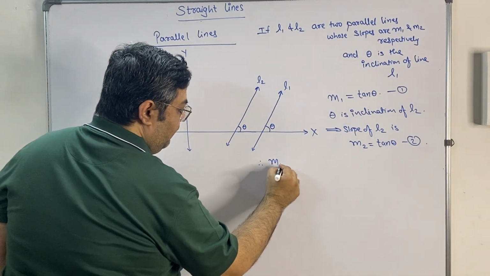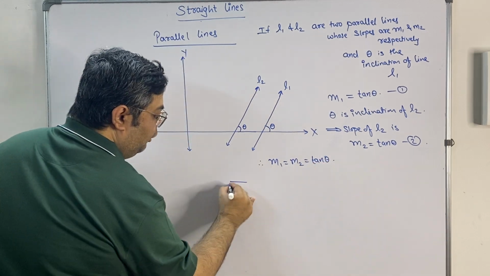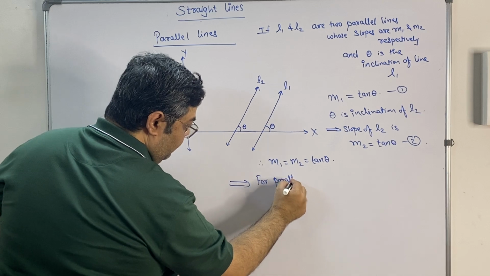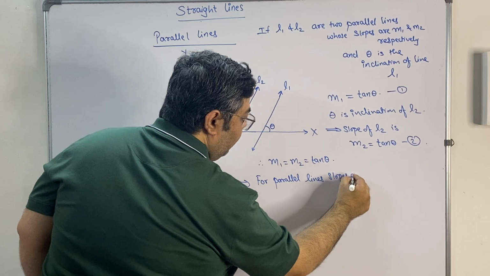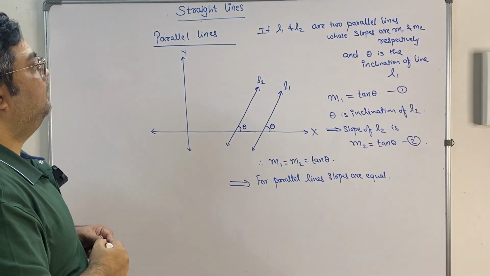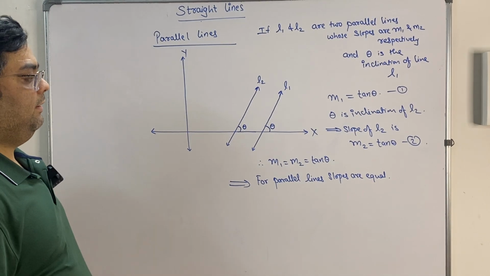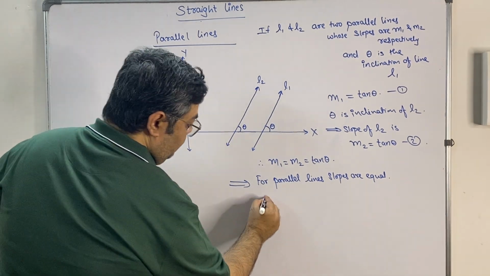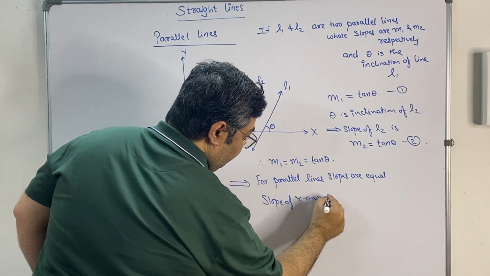Therefore m1 is equal to m2 is equal to tan theta. Conclusion drawn is, for parallel lines slopes are equal. ये रिजल्ट हमने यूज भी किया था when we considered that any line parallel to x-axis has the slope 0. In that case, what we did is we know slope of x-axis is 0.